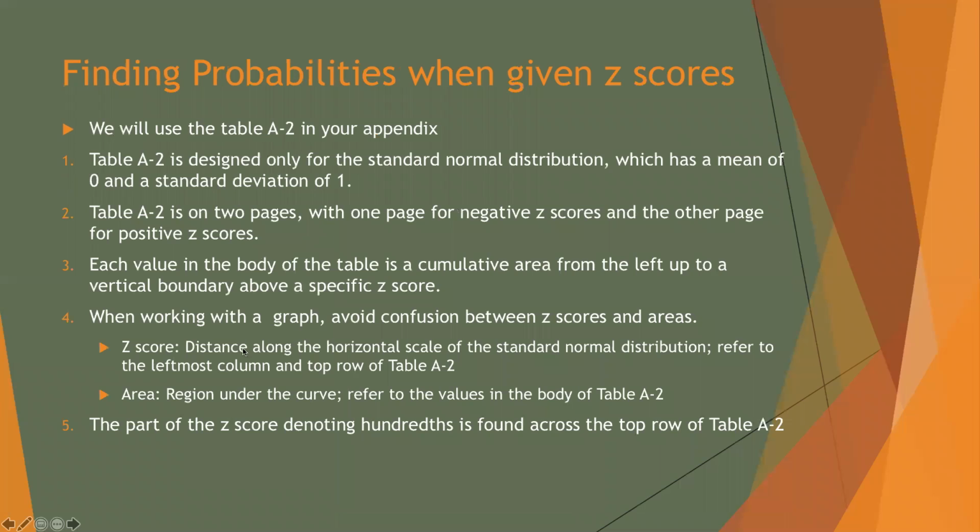Now, finding probabilities when given z-scores. We'll use the table in your appendix to find these. It's designed only for standard normal distributions, which have a mean of 0 and a standard deviation of 1.